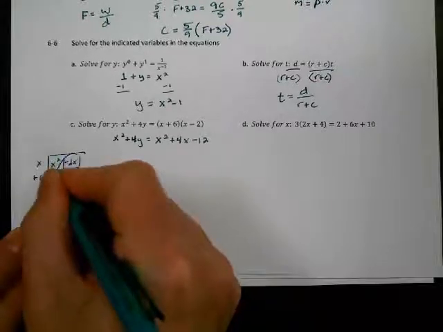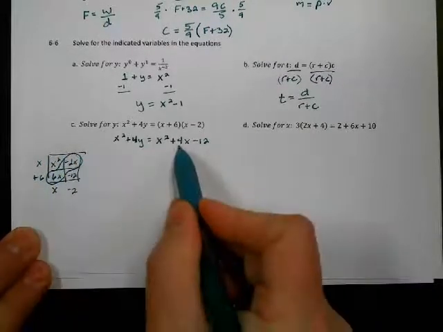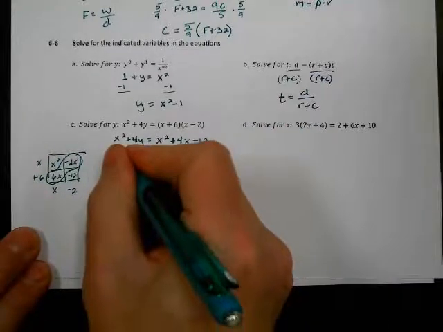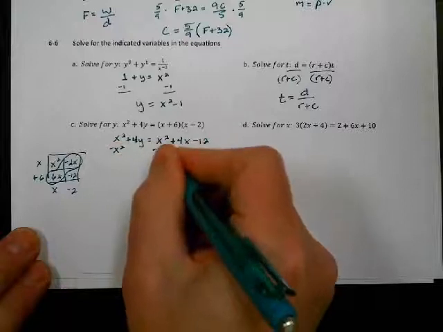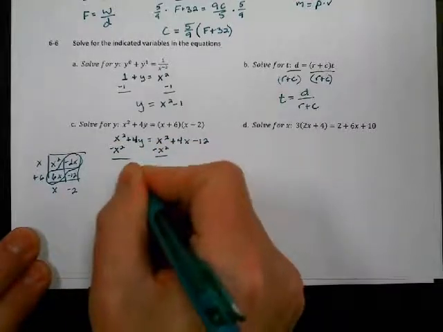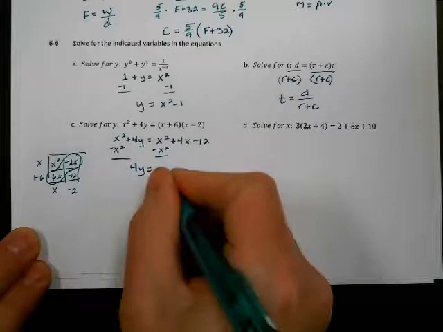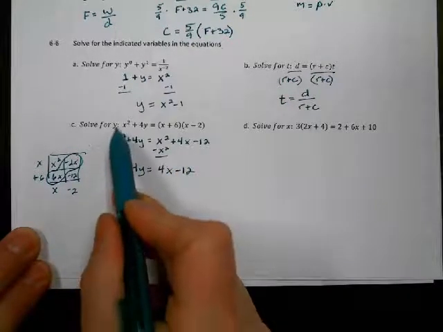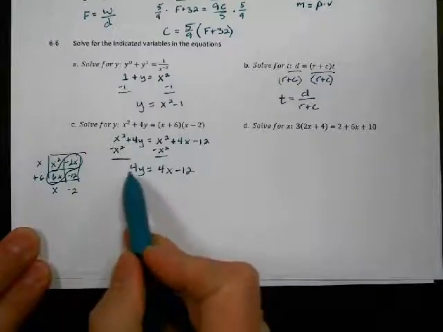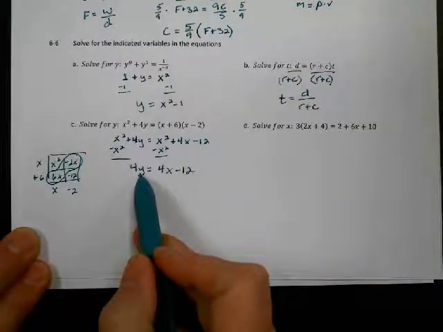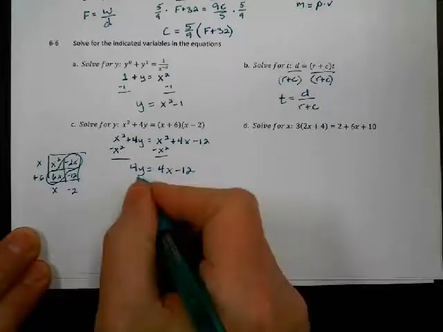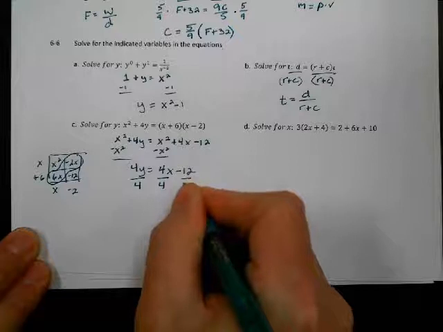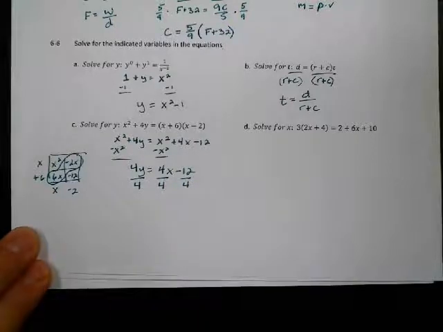All right, I can subtract x squared from both sides. And I get 4y is equal to 4x minus 12. I'm trying to get y by itself, so I'm going to undo this multiplication. So the opposite of multiplication is division, so I divide by 4. Everything gets divided by 4. And I get y equals x minus 3. And now y is isolated.